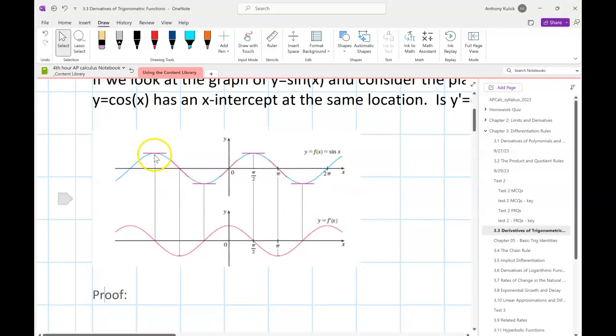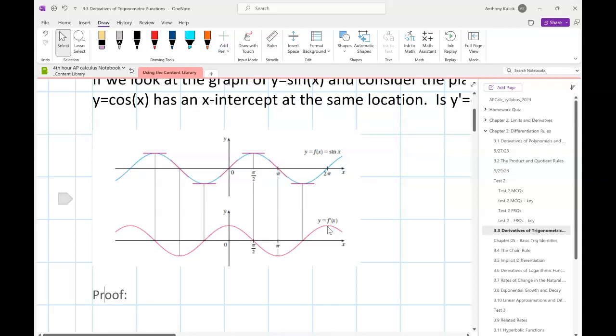Everywhere where the graph hits a maximum or a minimum, the tangent line there is horizontal, so the derivative should be 0. And here it looks like the steepest downward part, and the slope there is about -1. And here, the steepest upward part looks like the slope's about +1. And it turns out this matches up pretty well with the graph of cosine.